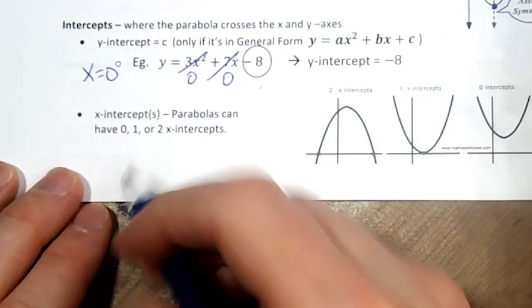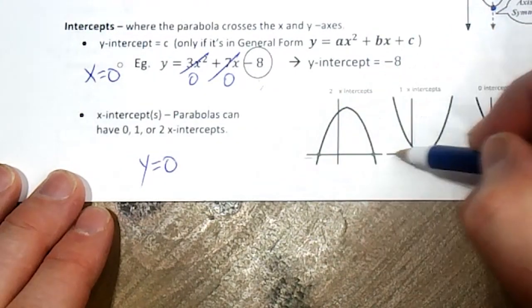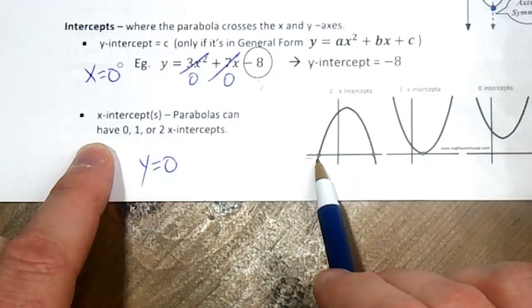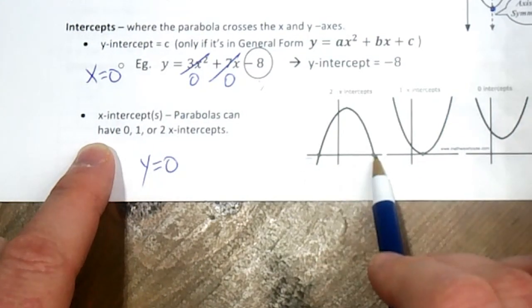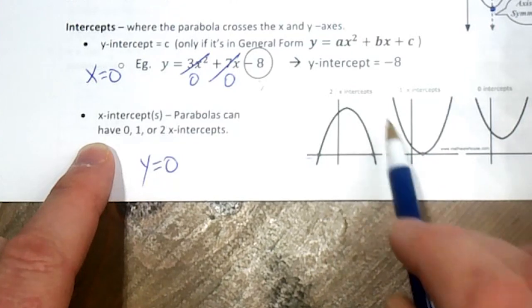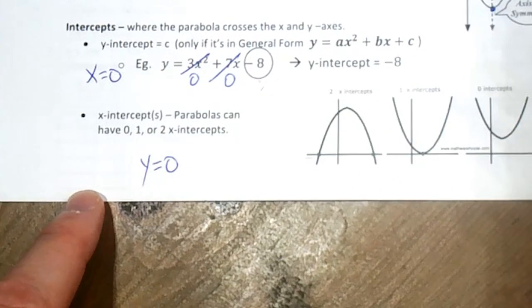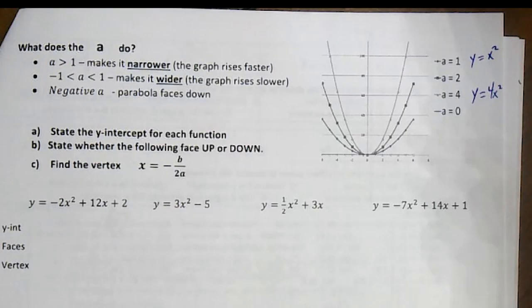And for the x-intercepts, we're making y equal to 0. It's where we cross the x-axis. Now, we're going to focus on the x-intercepts in the next chapter, but you can see that it could be two intercepts, it could be one if it hits and bounces off, or in some cases there are no x-intercepts. Again, we'll focus on that in the next chapter.